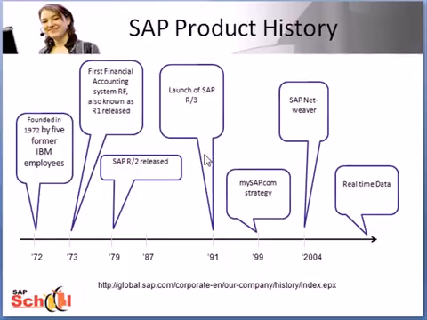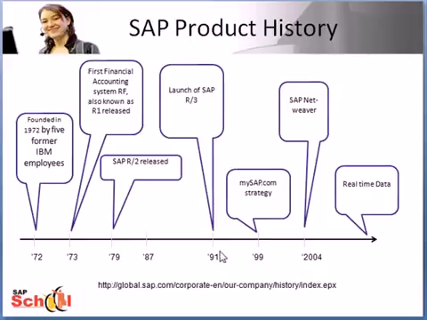A quick history of the company and the products. SAP started in 72 and was founded by 5 former IBM employees. Just 1 year later, it released the first accounting software that was called the RF software, which subsequently came to be known as the R1 release. In 79, it released the R2 system, which was a result of new hardware and software provided by IBM.